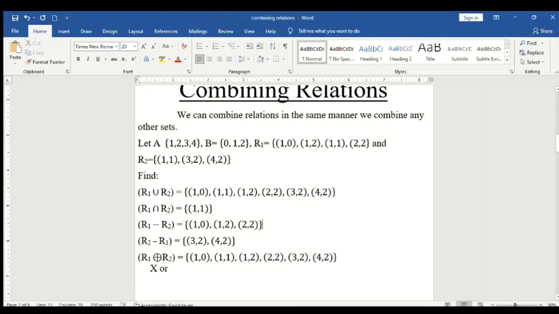Next, subtracting the set of R1 from the set of R2. As we said, what is common there is (1, 1). So in the set of R2 deducted with (1, 1), what is remaining is (3, 2) and (4, 2). So that is our set for R2 subtracted with R1, which is (3, 2) and (4, 2).